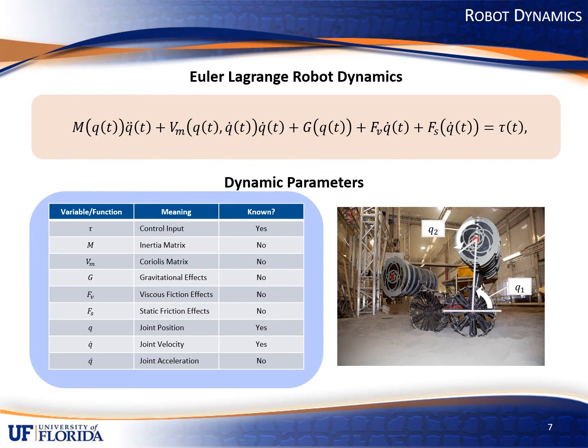RASSOR's dynamics can be described by the Euler-Lagrange equation at the top. However, many parameters in the equation are unknown a priori or unmeasurable. Explicitly, the control input, which is the torque applied to each joint, is known. We also assume that the joint position and velocities are measurable, but we can't measure the joint acceleration. Furthermore, we don't know many of the parametric constants, such as terms in the mass and Coriolis matrices or friction effects.